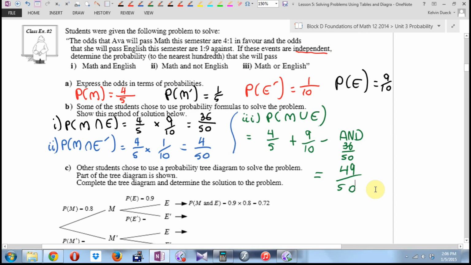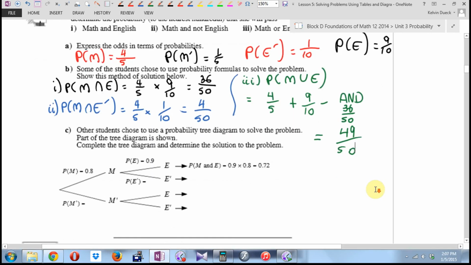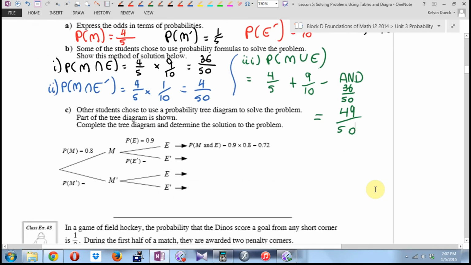I'll be honest. I am not a fan. I find the formulas very tricky to keep track of. So part C, this is how I would do it. Part C says other students chose to use a probability tree diagram. Now, what's a probability tree diagram?